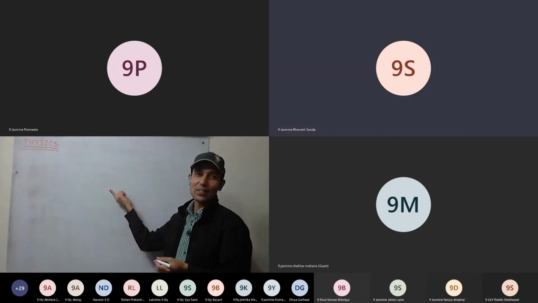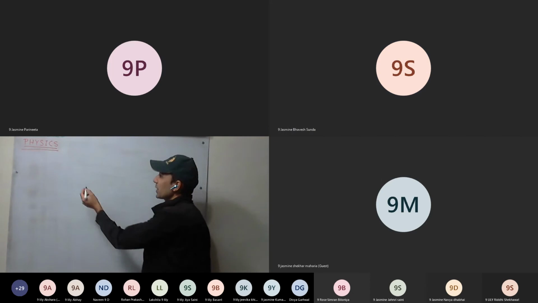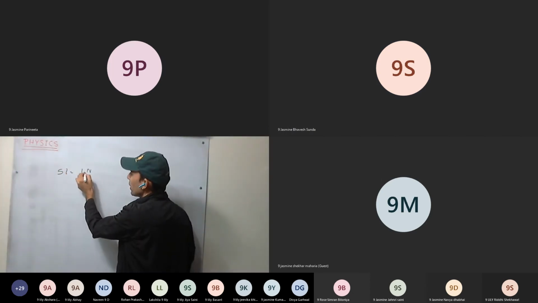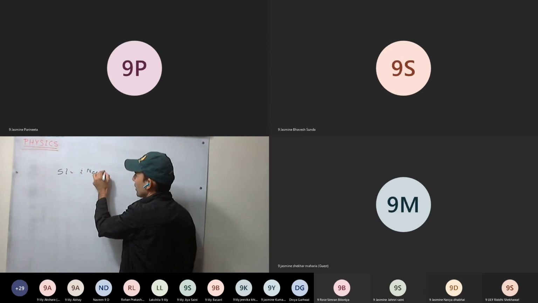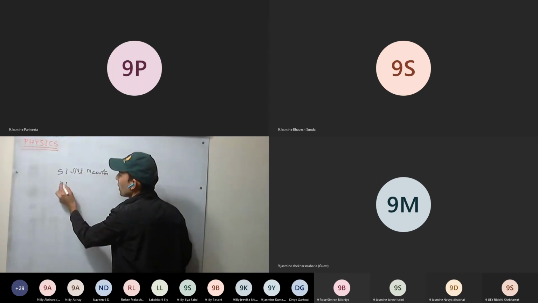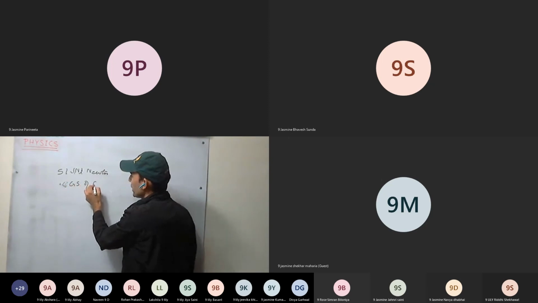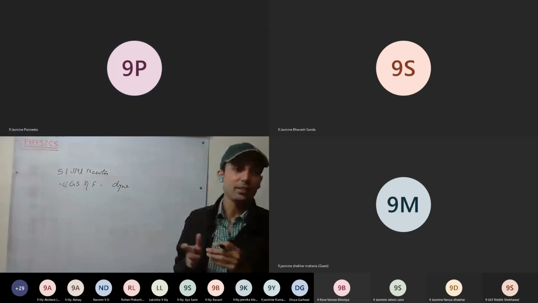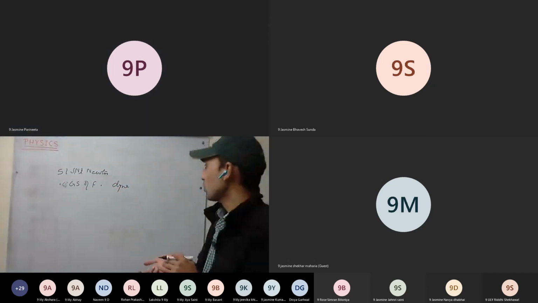Okay, that's good. Now see, again we discuss, the SI unit of force is Newton, and we denote it with N. And the CGS unit of force is dyne. Dyne. Okay. Now see here.